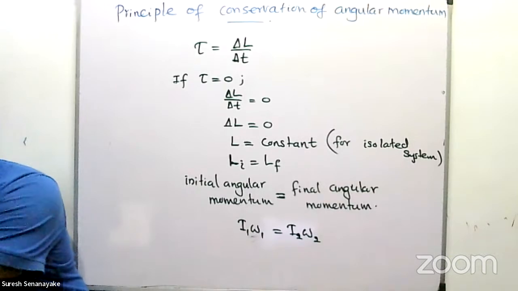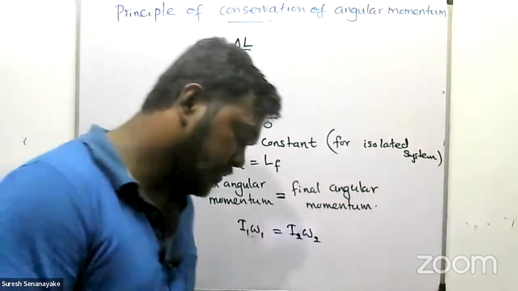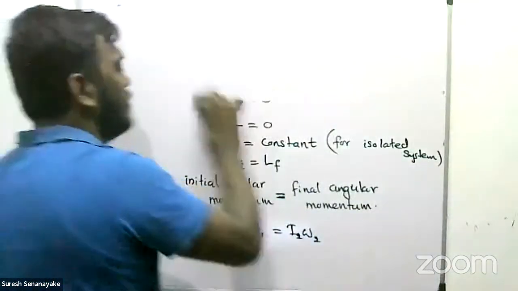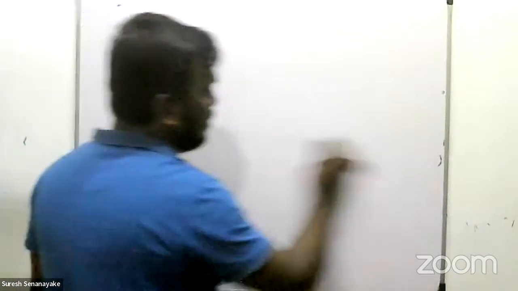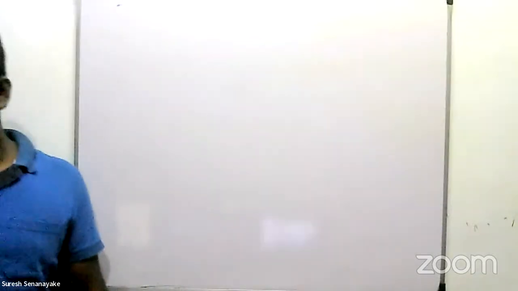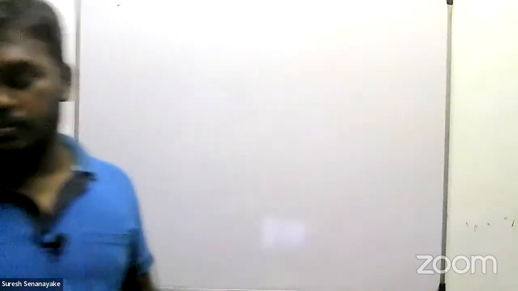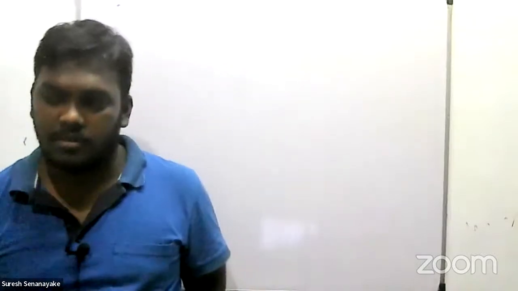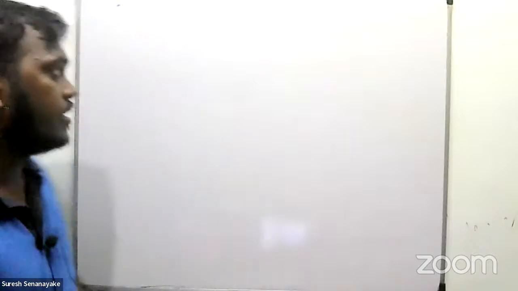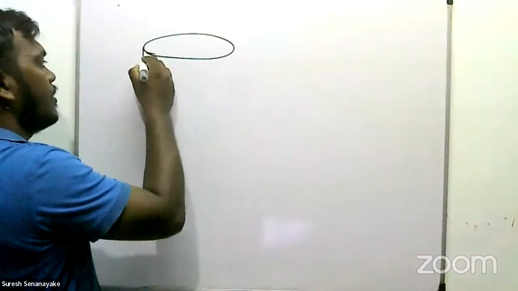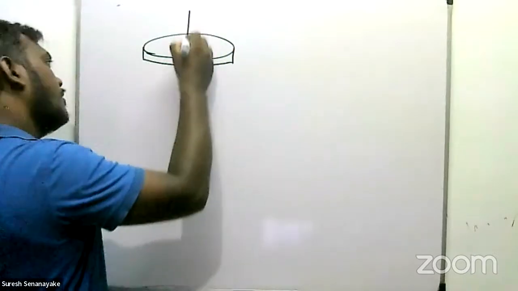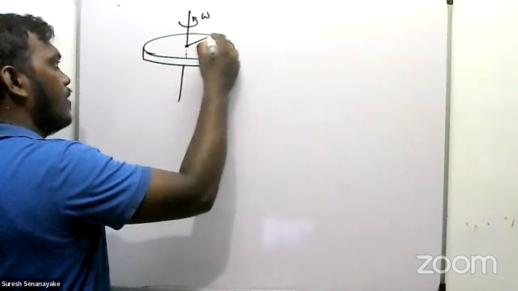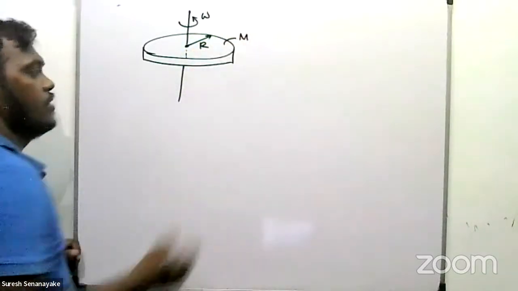Then write an example. Consider a disk of mass capital M and radius capital R, rotating with angular velocity omega about its geometrical axis, as shown in the figure.